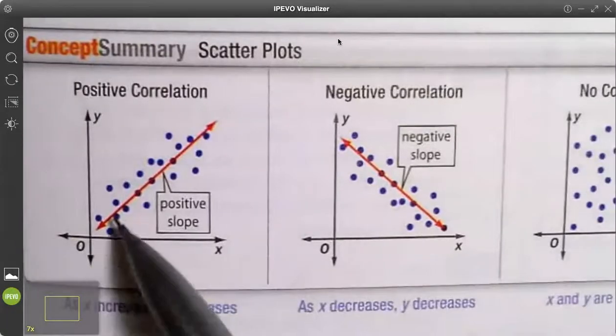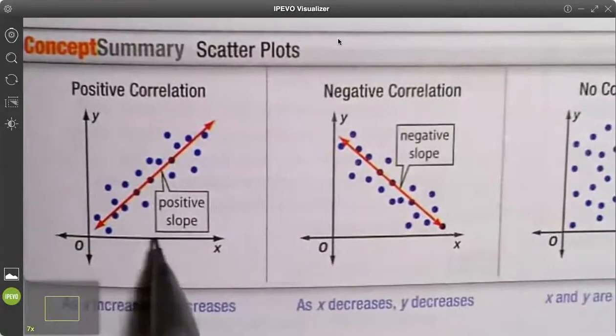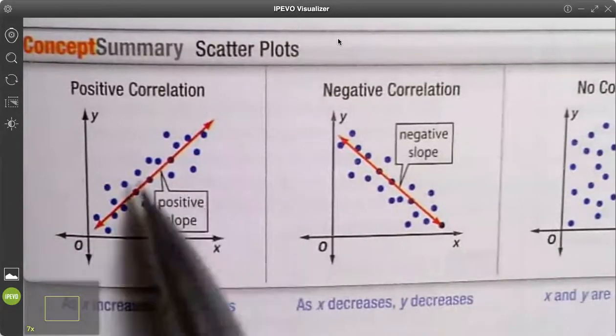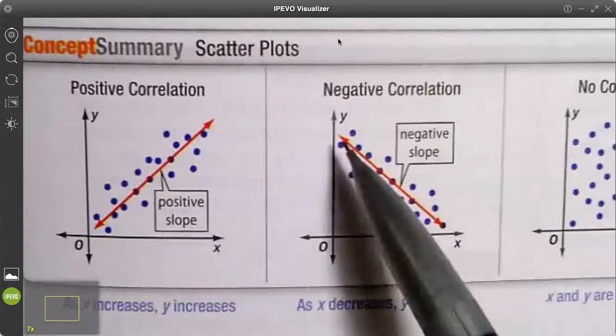Here's another example of a positive correlation. As the X value increases in quadrant 1, the Y value increases in quadrant 1. Positive correlation. Here's a negative correlation.